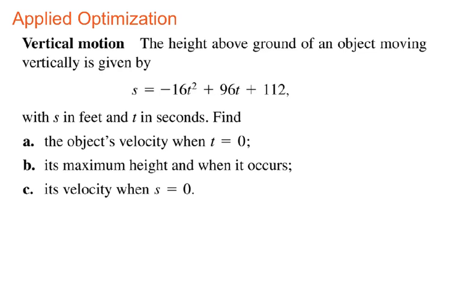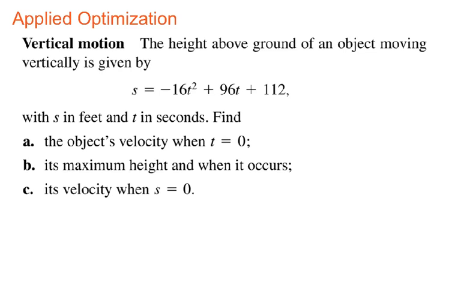So let's read the rest. We want to find the object's velocity when t equals 0. We need to find its maximum height and when it occurs. And then also we want to find the velocity when s equals 0.